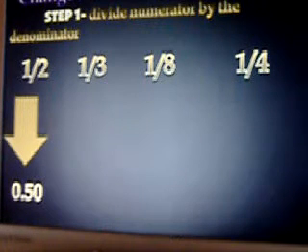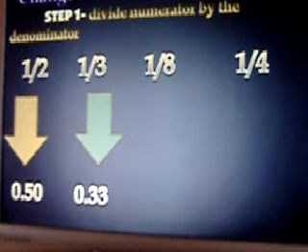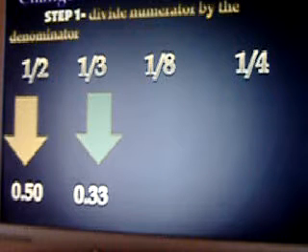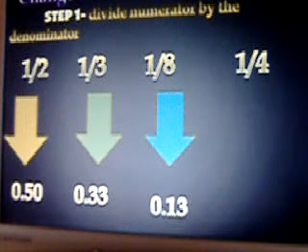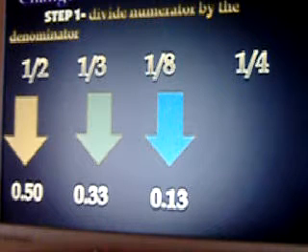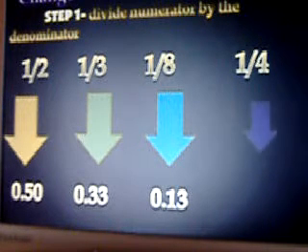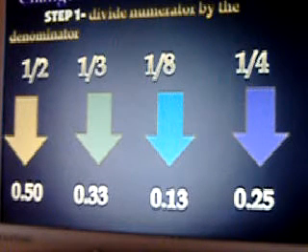The second one, again, I'm going to divide the numerator, which is 1, by the denominator, which is 3. 1 divided by 3, and I get 33/100. Again, 1/8, I'm going to divide the numerator 1 by the denominator 8 to get 13/100. And my next one, I'm going to take my numerator 1 and divide it by my denominator 4, and I get 25/100.